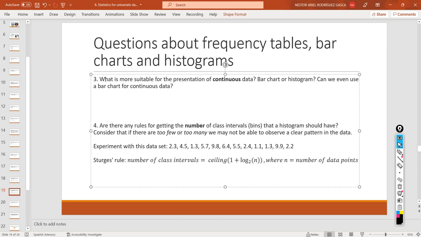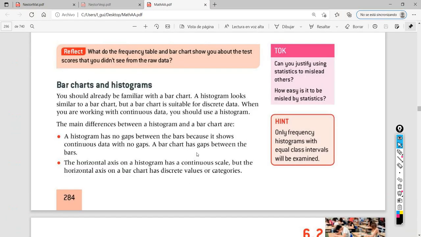Question number 3. What is more suitable for the presentation of continuous data, bar chart or histogram? In this case, we will always use a histogram for continuous data. Because even though technically speaking you can use a bar chart, that's not going to offer any real meaningful information about a continuous data set. And in this regard, the book is rather definite. You can read it here. When you are working with continuous data, you should use a histogram. And I agree right there. I agree 100%.